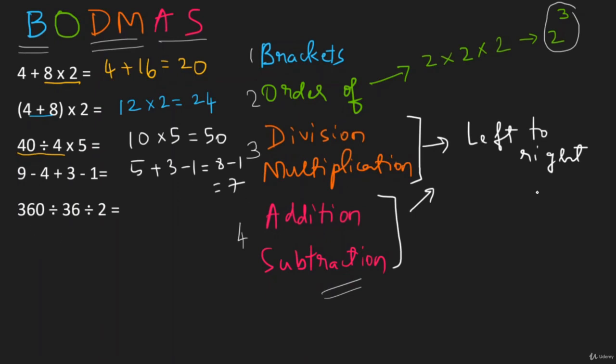Now in this operation, you do the operations from left to right because you have two divisions. So 360 by 36, that gives you 10, and 10 divided by 2 gives you 5. Now if you had done it in the other order, if you had done 36 divided by 2 first, you would have got 18, and 360 divided by 18 is 20, which is a totally different answer. So this is the right answer. Remember, in these cases, you have to do the operation from left to right.